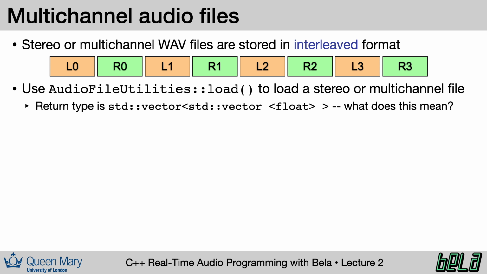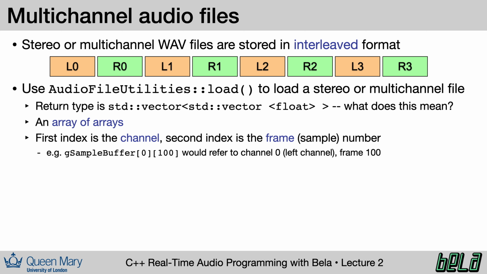Now the function called load has a different return type. Instead of being a vector of type float, it's a vector of vectors of type float. And it's easy to get lost in all the colons and angle braces here. So what does this actually mean? What we're talking about is an array of arrays, or effectively a two-dimensional array.